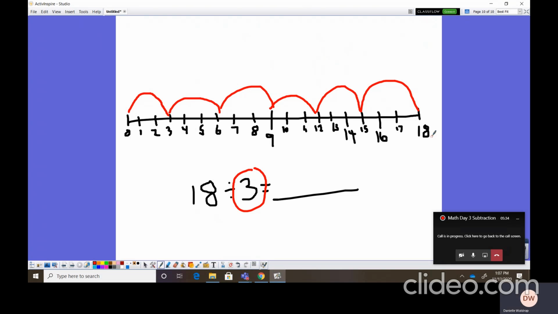So what is 18 divided by 3? 1, 2, 3, 4, 5, 6. And you knew this too.